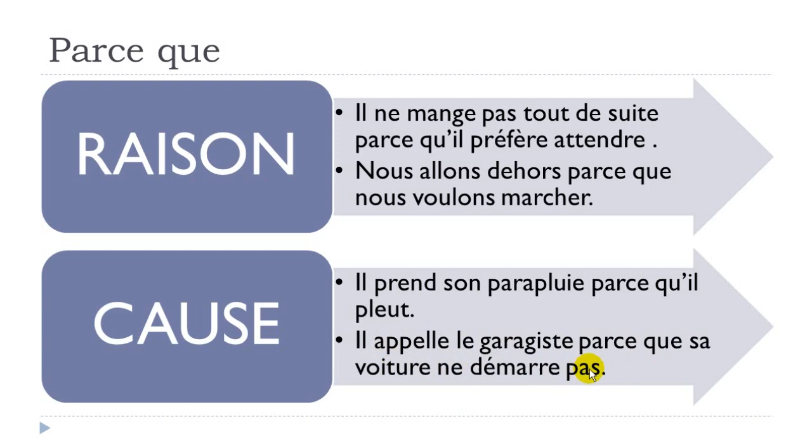All right? So you can see the two main ways of using this parce que. So the first one, the reason. In that case, well, it's something that refers to the person, okay? He doesn't eat because he prefers to wait, and then we go outside because we want, okay? And then the second possibility, when you're talking about la cause, in that case, it's not the result of what someone is doing, but it's raining in that case, and then the car doesn't start. It's not the result of the action of someone, okay? So that's the two main uses of parce que.